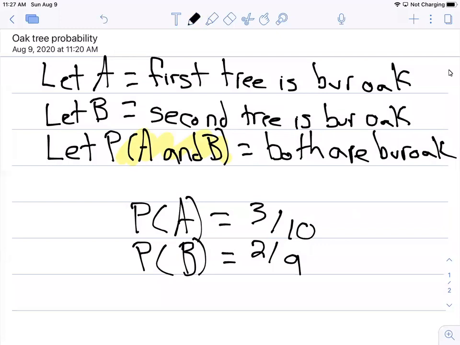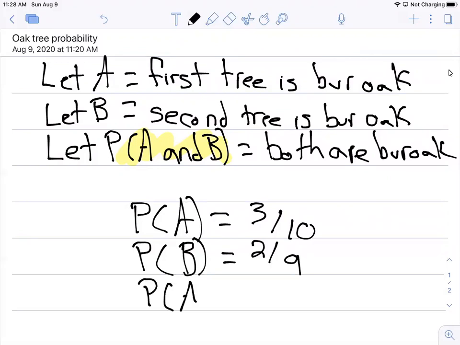And so we already know that the probability of A is 3/10. That is, there are 3 bur oak trees from a possible 10 trees. When we select the second sample, if we've already selected a bur oak, well, we have one less bur oak, so we have 2 bur oaks, and we have 9 trees total. And so here, because we know these 2 probabilities, we can now calculate the conditional probability.